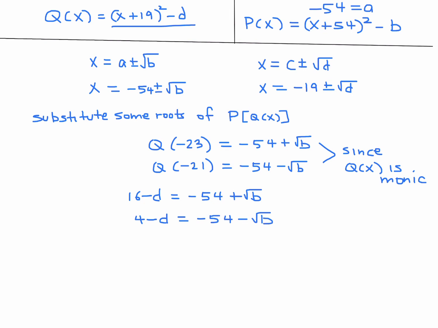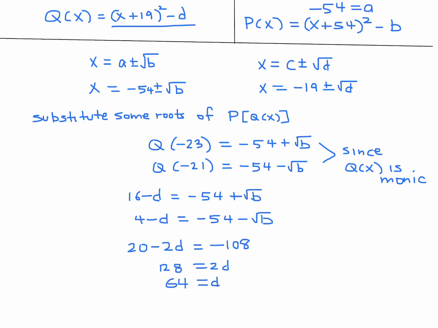Now at this point, we've got two equations, two variables. We can now solve this in any way I want. So the first thing I'll do here, to get rid of these, I'll just add them. So add the left side and the right side. You get 20 minus 2d is equal to minus 108. And therefore 2d is equal to 128. And therefore d is 64.